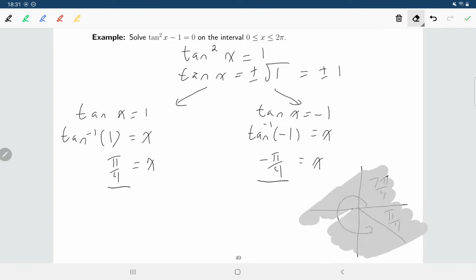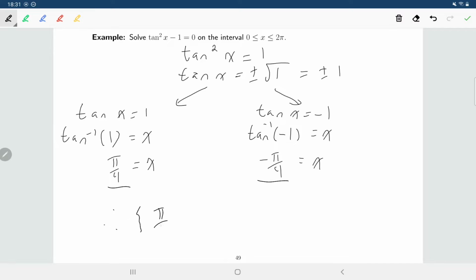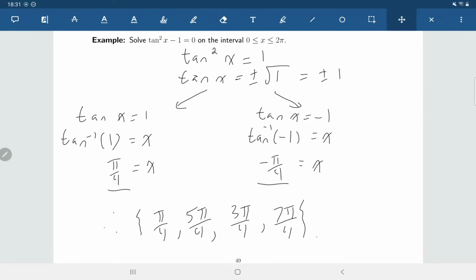Those are all the angles where the reference angle is pi over 4. So for these angles, we have that two of them make tangent have a value of +1, and those would be the values of pi over 4 and 5 pi over 4. And there's two values where tangent has a value of -1. That's at 3 pi over 4 and 7 pi over 4. So there we go. These are all the solutions for this trig equation.